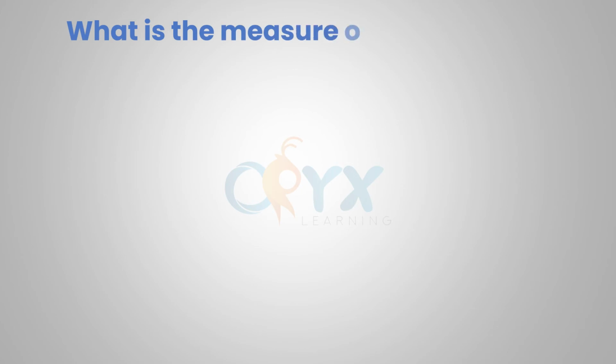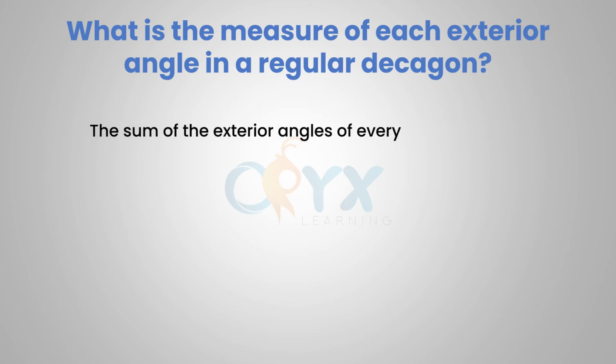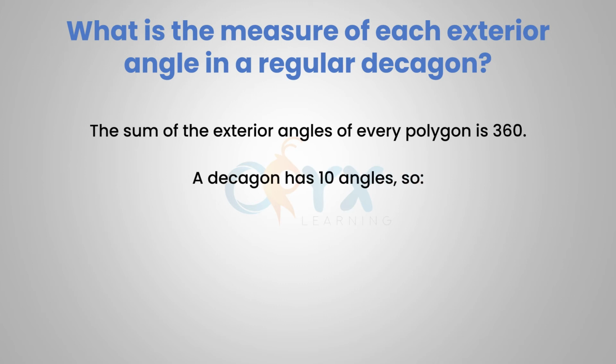What is the measure of each exterior angle in a regular decagon? The sum of the exterior angles of every polygon is 360 degrees. A decagon has 10 angles, so 360 divided by 10 equals 36. So the measure of an exterior angle in a regular decagon is 36 degrees.